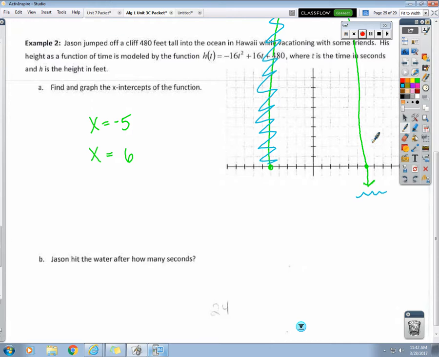So, why did I draw an arrow? No, but why in this case? It's the ocean, so he can go below the ocean surface and continue down a little bit, right? How many seconds did it take him to hit the water? 6 seconds. Remember, this one is meaningless. So 6 seconds later, he hit the water.